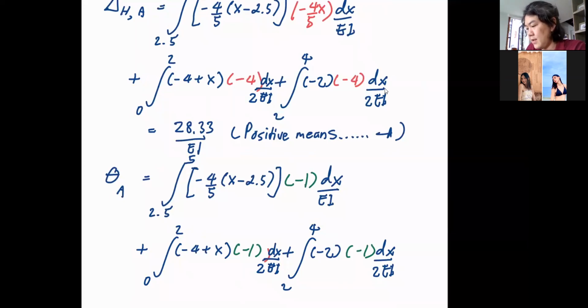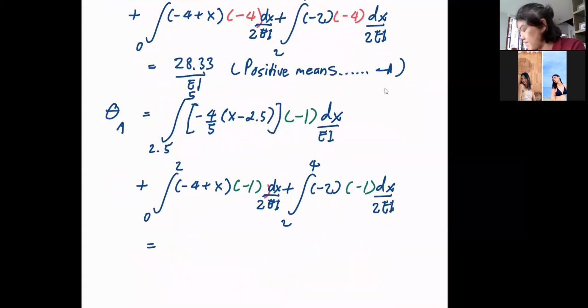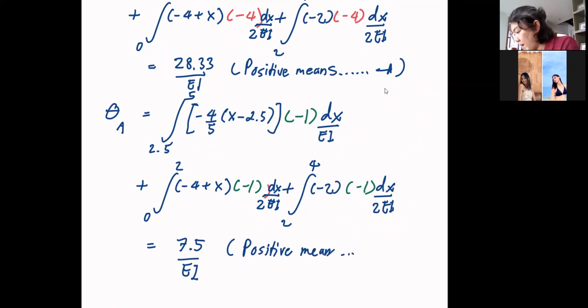Okay. And this gives us 7.5 over EI, and it's positive. Oh my, look at this. This is not about my handwriting. It's just because it seems like the iPad is running very low on memory. Positive means it's going the same way as our applied unit moment. Okay, so that's it.